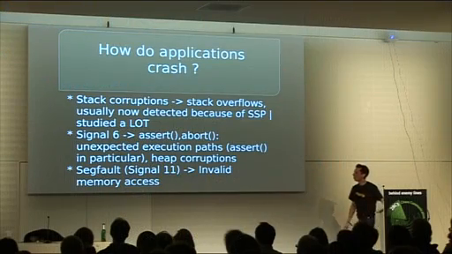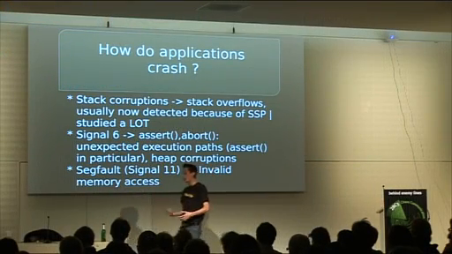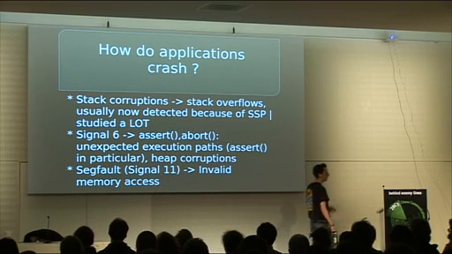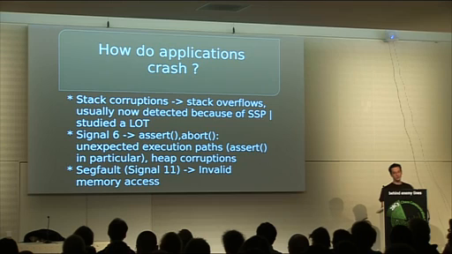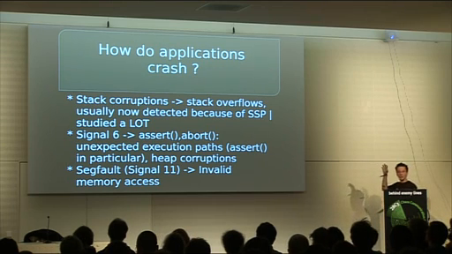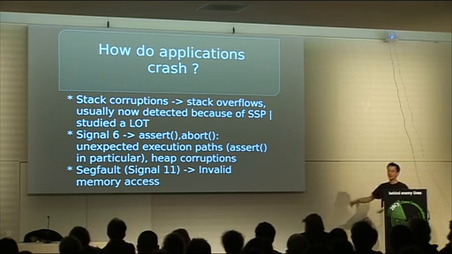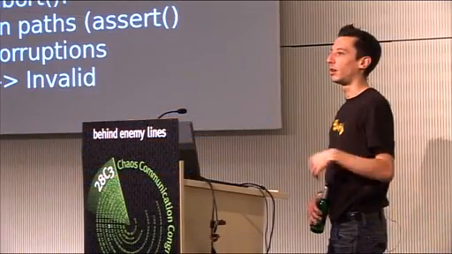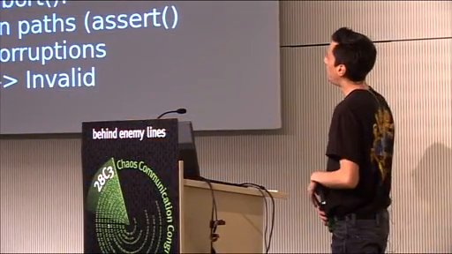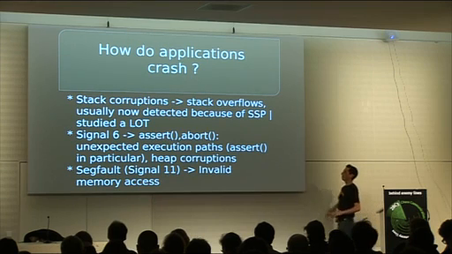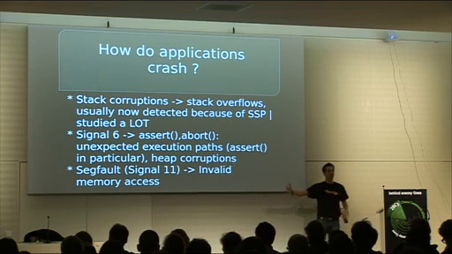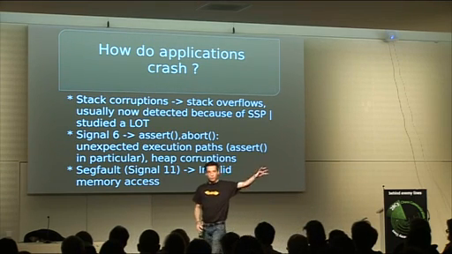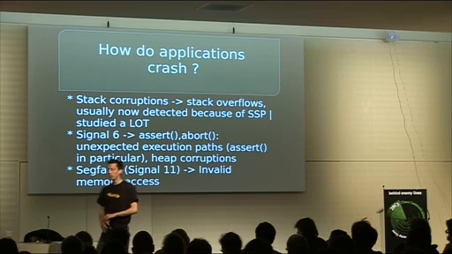Why do applications crash? They can crash in many different ways. Basically, you can hit an assert and it's going to abort and end up with a signal 6. You can get a stack corruption, and if it's compiled with SSP, it's going to be caught by the handling routine of the libc. Or, more interestingly, you can have an invalid memory access, which can be of 3 different types. You can try to execute a memory location you're not supposed to execute.